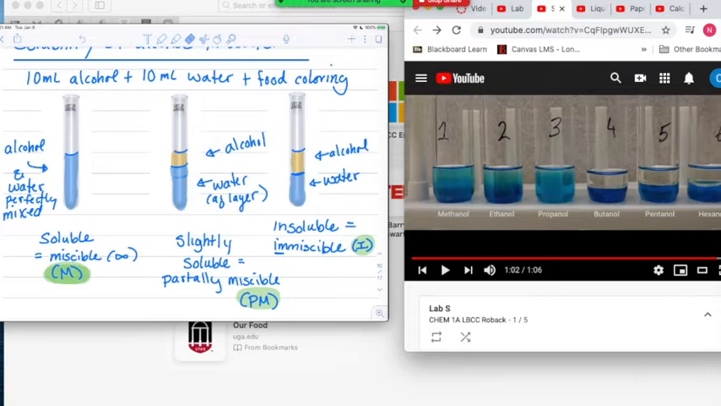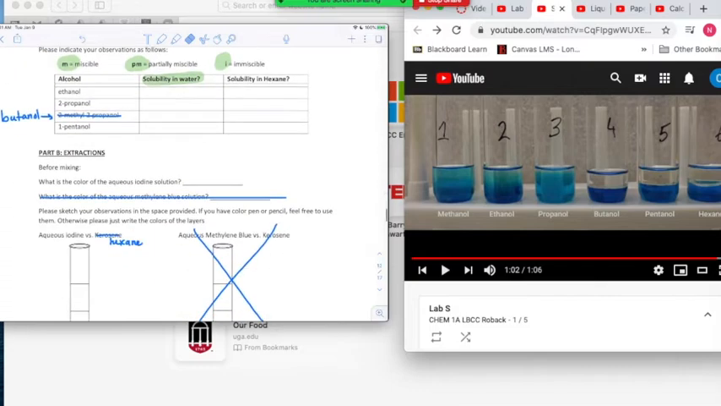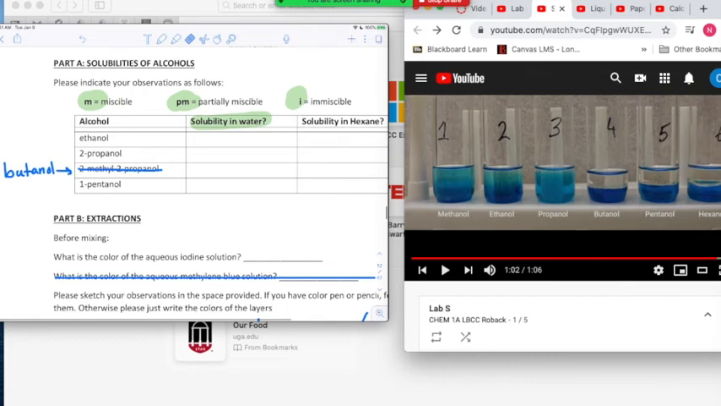Take a moment and fill in your data sheet, and all you need to look at is ethanol, which is number 2, propanol, which is number 3, butanol, which is number 4, and pentanol, which is number 5. So you are going to mark number 2 through 5, ethanol through pentanol, as either miscible, partially miscible, or immiscible.